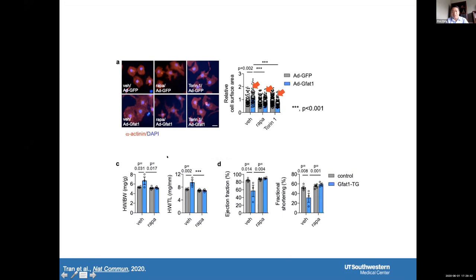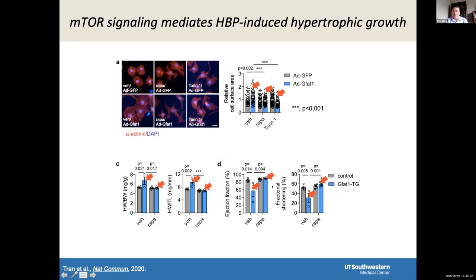we treat the control mice or transgenic mice with rapamycin to suppress mTOR signaling, and then we subject these animals to TAC. So what we found here was rapamycin treatment is associated with decrease of cardiac growth, the heart growth, as shown by decrease of heart weight body weight and heart weight tibial length. And importantly, it is associated with the improvement of cardiac function after TAC surgery in the transgenic mice.